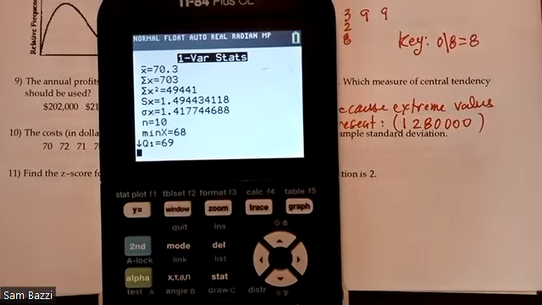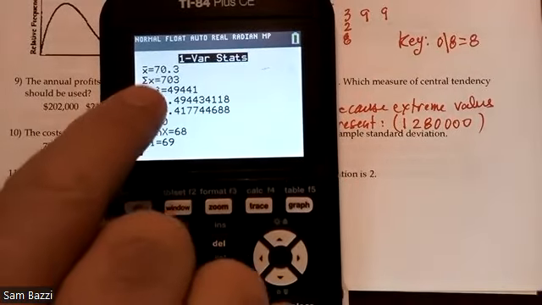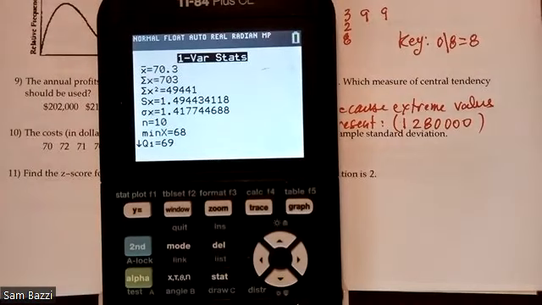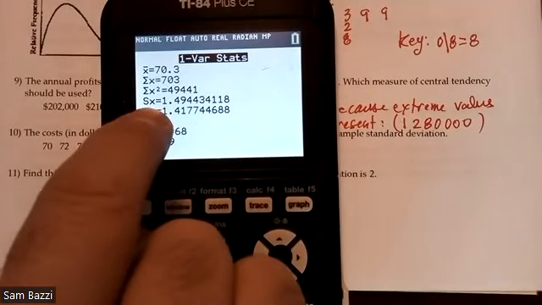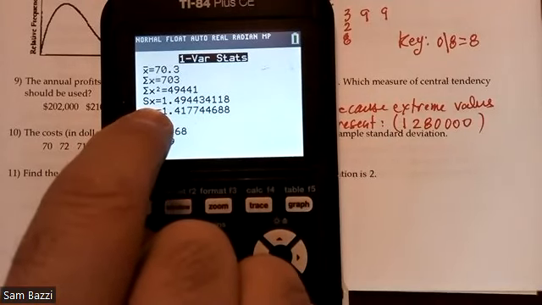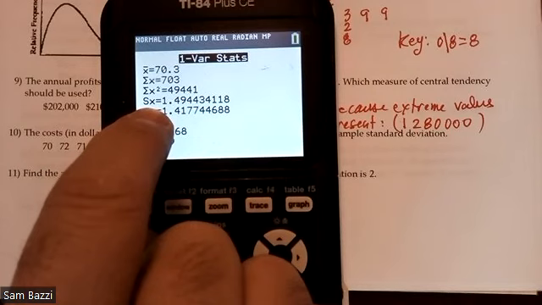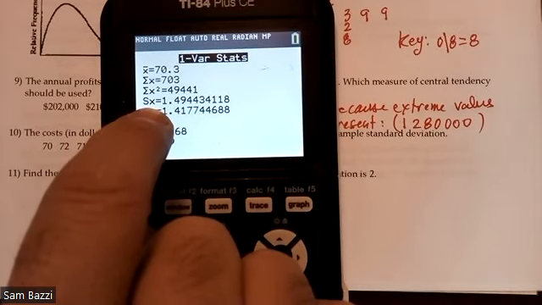And let me show you what the calculator gave us. It gave us the mean, sample mean, 70.3. It gave us the standard deviation, the sample standard deviation. He says that what we have is a sample. So S is the answer, will be 1.49.